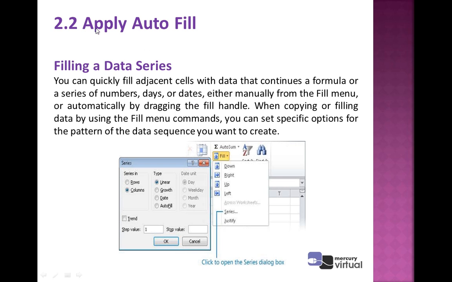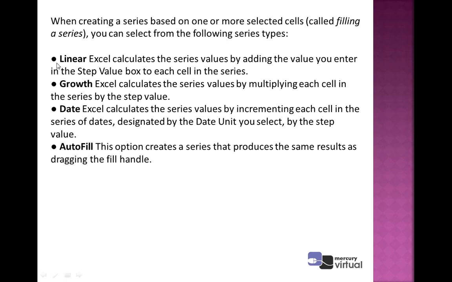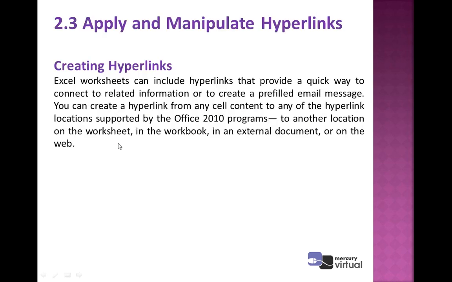Then in 2.2 we have covered how to apply the autofill in Excel. Means whenever I have written 1 and I have to fill the whole series from 1 to 10, then how to click on the series, how to use the linear growth date autofill, that is covered by using the autofill option. There are 4 types of autofill and these 2 are more important. One is linear growth date autofill.